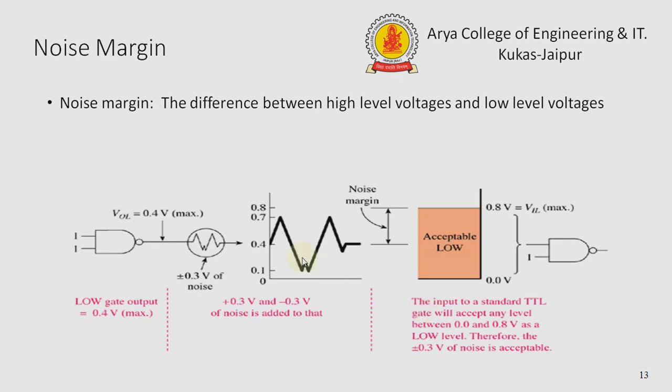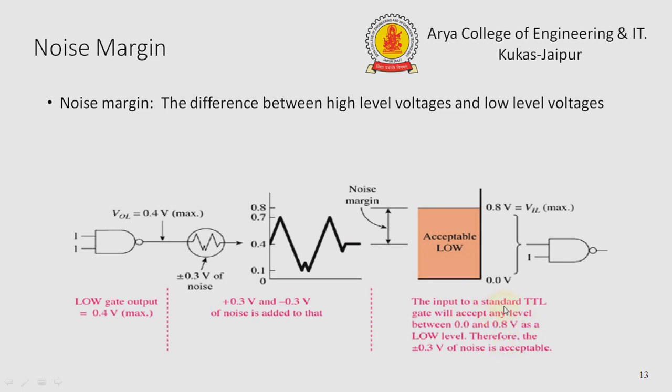So this is the noise margin. The difference between high level voltage and low level voltage is shown here, and some noises are shown by this noise margin graph. So from the output, we are getting 0.4 volt maximum, which is the maximum value for low level. So we are getting output at low level.